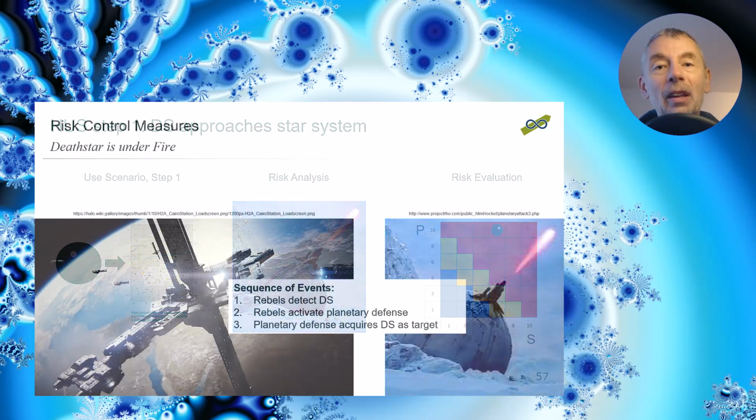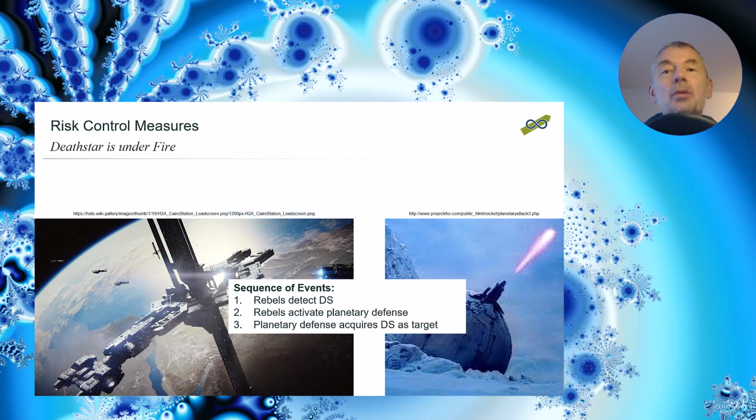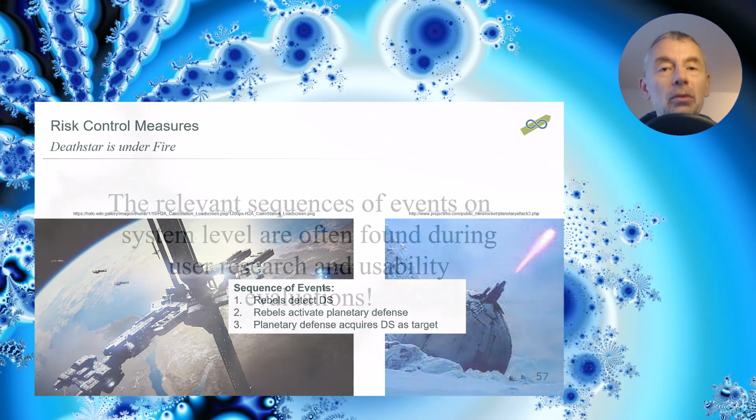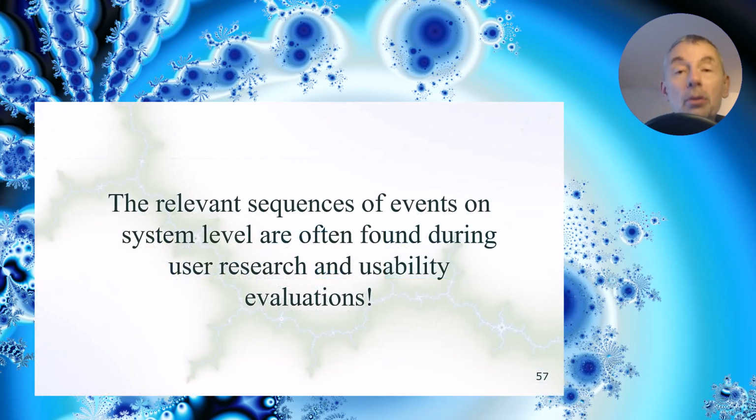Now, the point is, of course, user research isn't the only thing you look at when you define risk mitigations. So if you just look at the functionality of a single turbo laser, well, that may be more an engineering thing. But a lot of things which are happening on system level, on the overall product and how it's being used, or the overall medical device, these things are often found during user research and during usability evaluations. And that's kind of the secret sauce behind this whole thing.